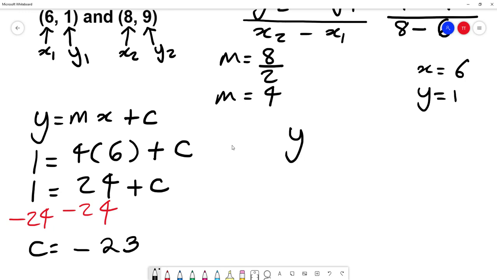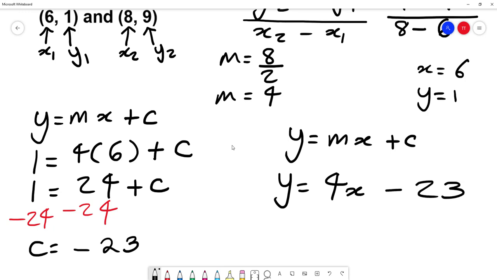So we want all equations in the form y equals mx plus c. So in our case, it's y equals 4x minus 23.